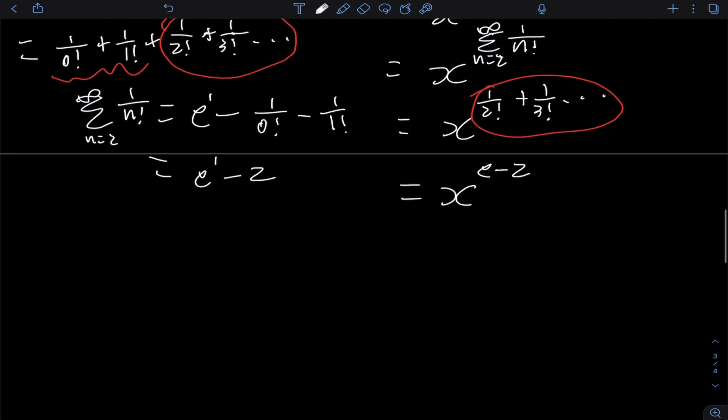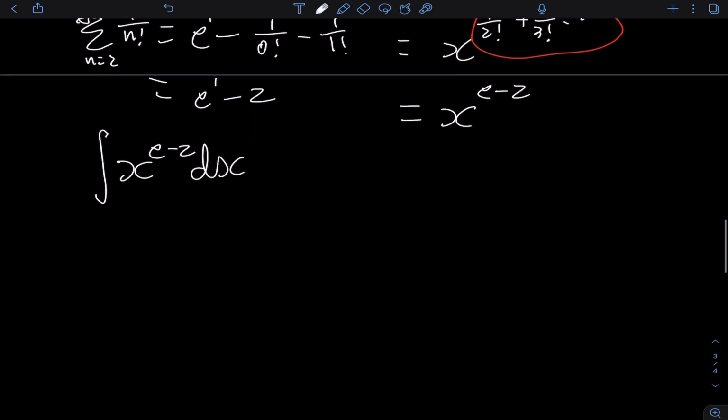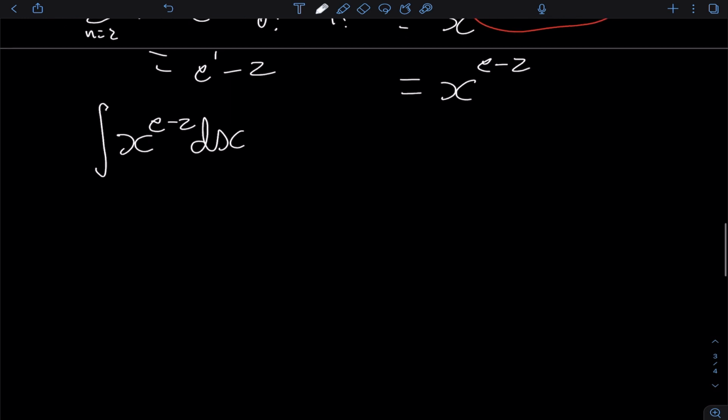So all we're left with is the integral of x to the e minus 2 power dx. And of course, e minus 2 is a constant, so we can just use the power rule, our favorite rule. So what do we see here? We add 1 to the power. So this is x to the e minus 2 plus 1, which is e minus 1. Divide by the new power, e minus 1. And let's put a plus C, because we are done now.